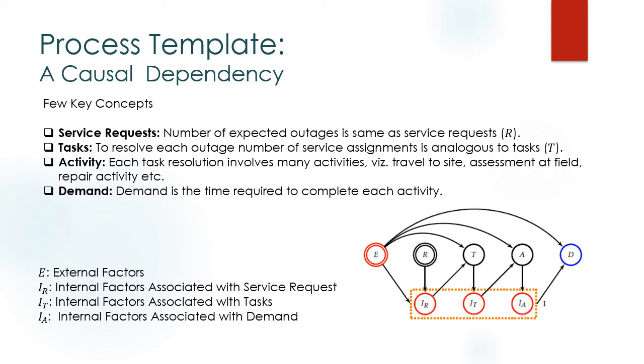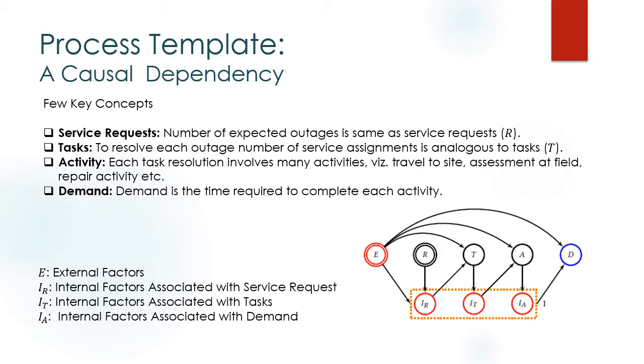Before we delve into the problem and details, let us discuss a few key concepts: service request, task, activity, and demand. In electricity distribution grid, service requests correspond to the number of reported outages. Tasks are analogous to resource assignment. Multiple tasks may together resolve a service request. Each task may involve many distinct activities.